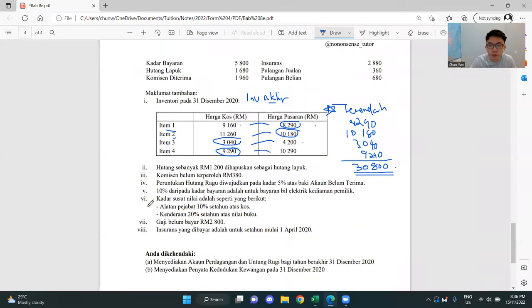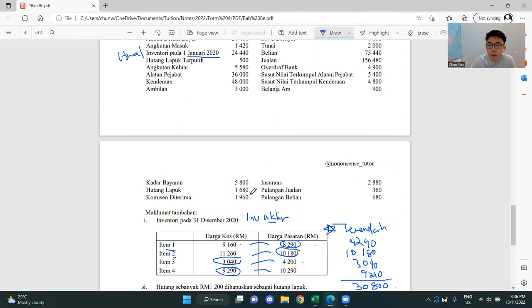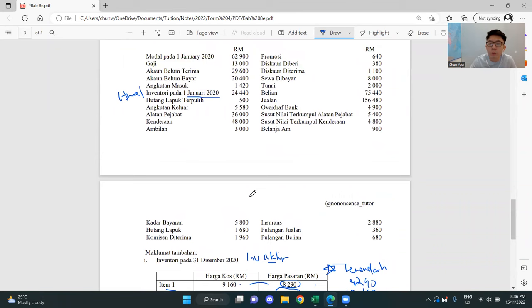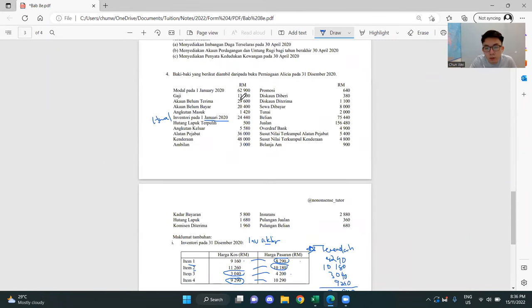We need this figure later in the Akaun Perdagangan and also your penyata kedudukan kewangan. Number two: hutang sebanyak 1,200 dihapuskan sebagai hutang lapuk. So there is a hutang lapuk of 1,200. Whenever you see hutang lapuk, first thing, that's what we learned from pelarasan, right? We have to credit out from our akaun belum terima. So our akaun belum terima is 1,600. We have to minus out 1,200.